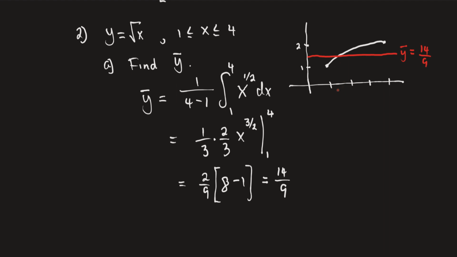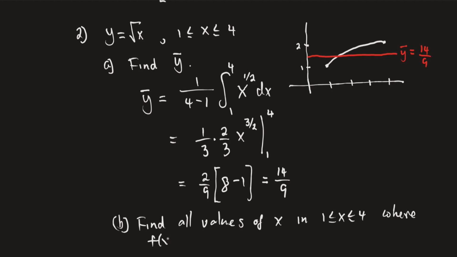So now let's look at part B of the question that is asking at what value of x is this function equal to its average value. So at what value of x does my red graph intersect with my white graph? So the question might be worded like this. Find all, and you say all because it might be more than one depending on the function, find all values of x in our interval where our function is equal to its average.